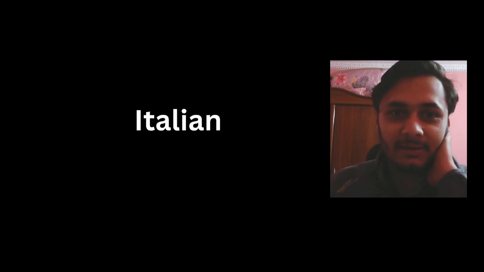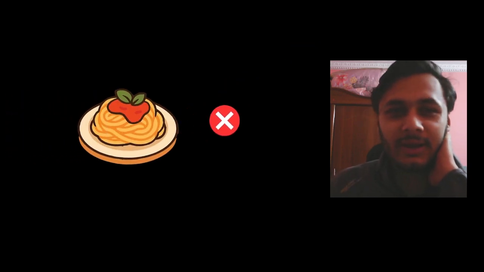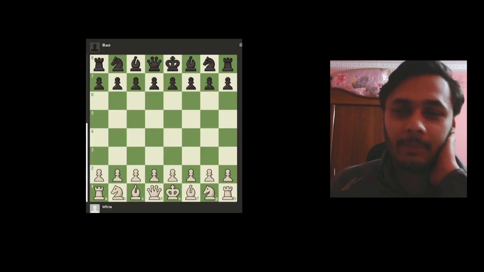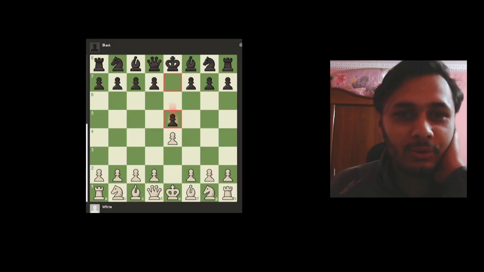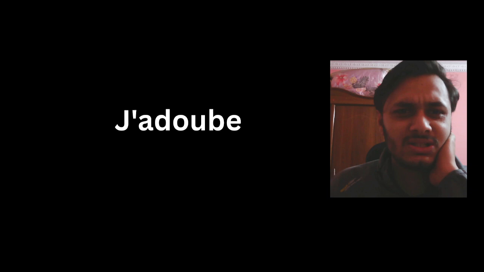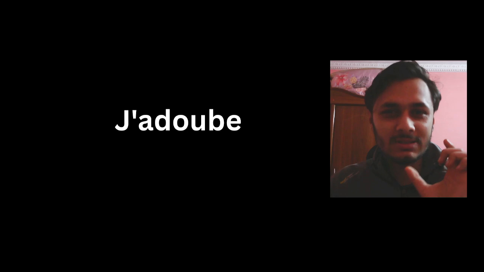I for Italian gambit. Italian opening, not food. Okay, Italian opening, I believe that's the right one. Okay, so we go with e4, e5, knight out, knight on f3, and bishop on c4.